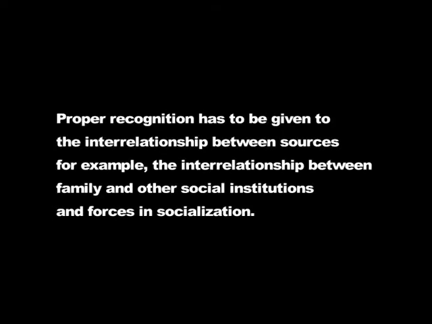Guidelines for historical research. To overcome the limitations or difficulties as discussed above, while intending a historical research, the following would be fruitful to the researcher. The researcher can use primary sources extensively as far as possible. Personal biases have to be eliminated or should not be allowed to influence the research procedure. Proper recognition has to be given to the interrelationship between sources, for example, the interrelationship between family and other social institutions and forces in socialization.